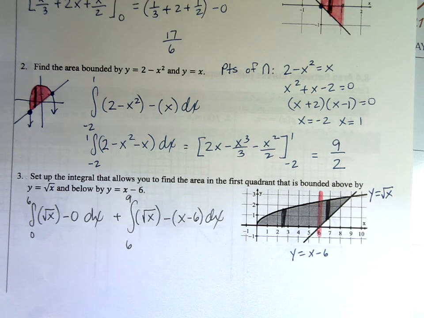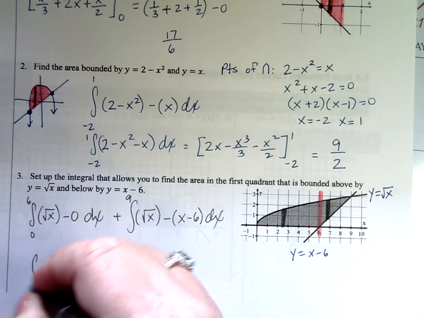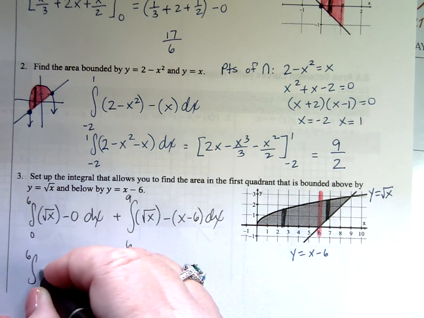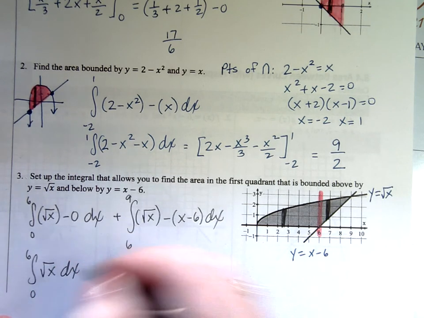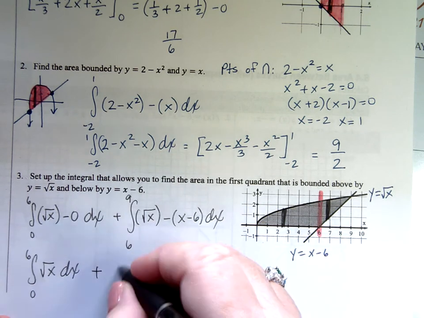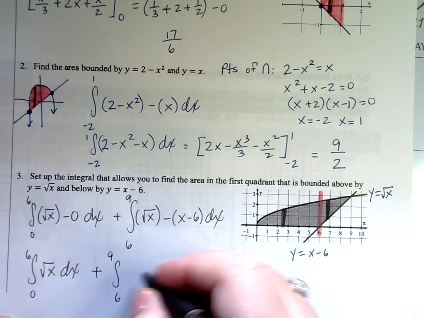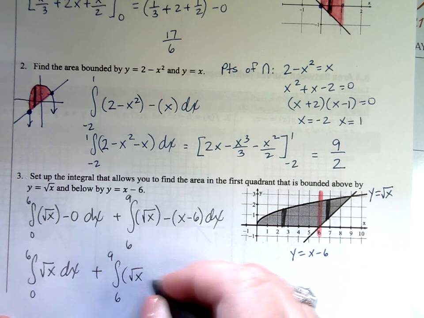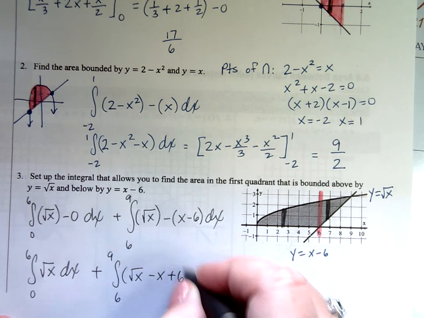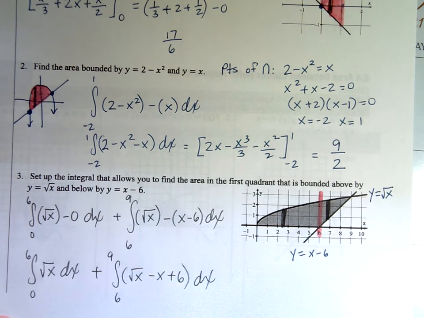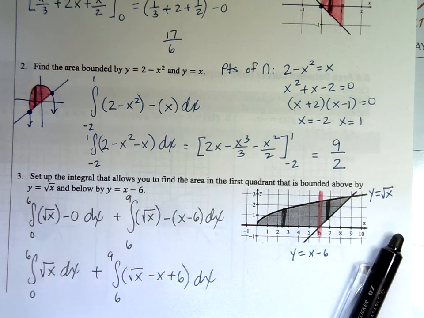All right, so then I just kind of clean it up a little bit. First one goes 0 to 6 for the square root of x dx. The second one goes 6 to 9 for the square root of x minus x plus 6. And again, they only wanted you to set up the integral. They did not want you to solve it out.